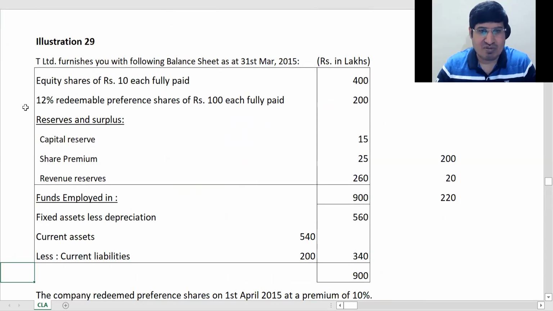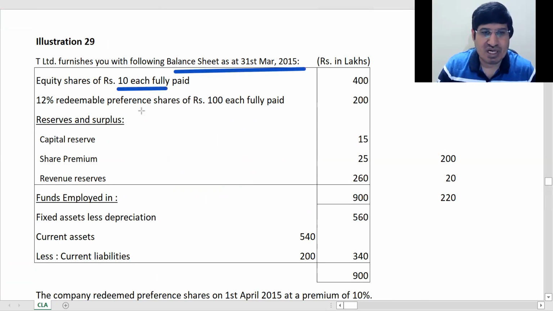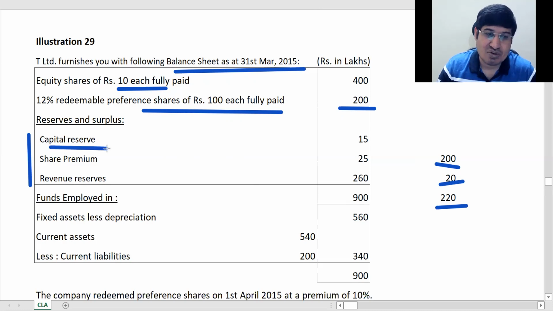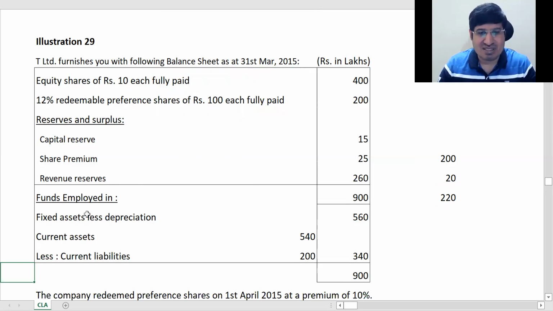I already read this problem, so I'll quickly read it again for you. Okay, date is 31st March. Equity we don't need. Redeemable preference shares is 200 and 10% was your premium, correct? So we had to pay 220. We saw that. These three reserves are there. Okay, so for redemption part, preference shares, we don't use capital reserve. Okay, only for premium part you will use premium first and then revenue reserves. Okay, and for capital part you will only use revenue reserves. And then asset side is given, so let's not see it as of now. If we require, we'll see the asset side.